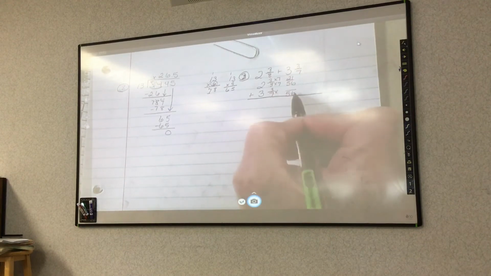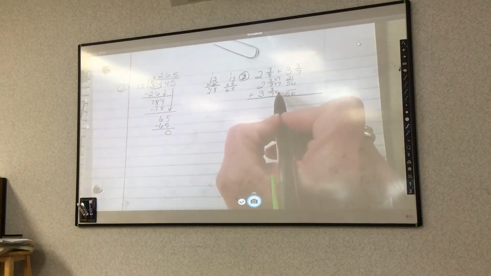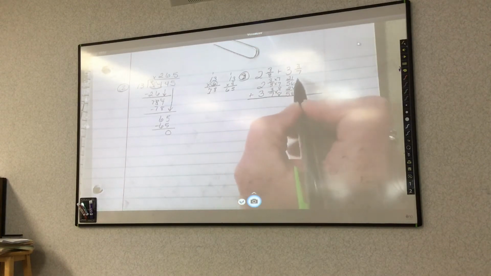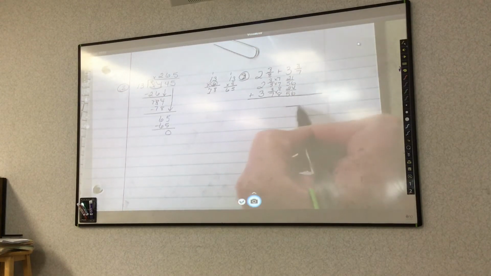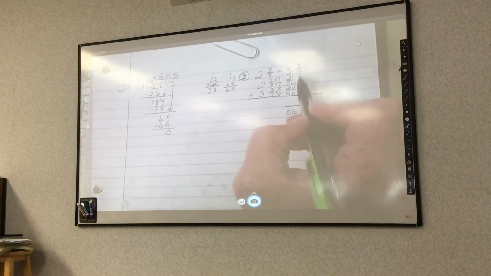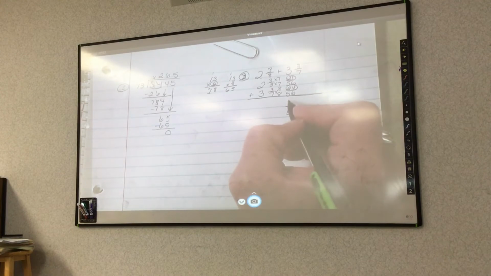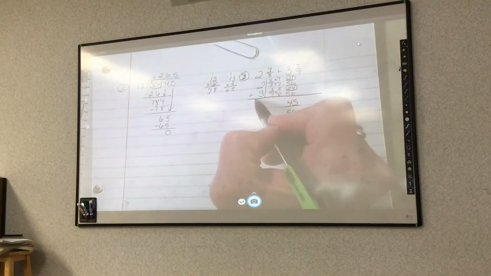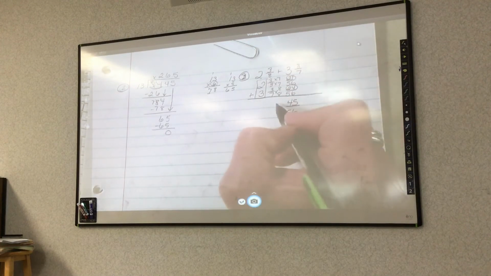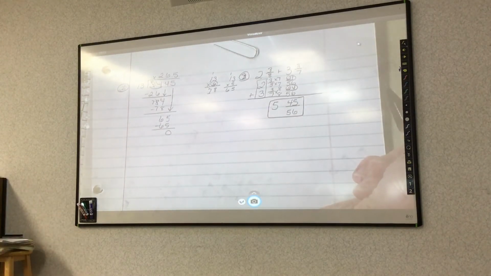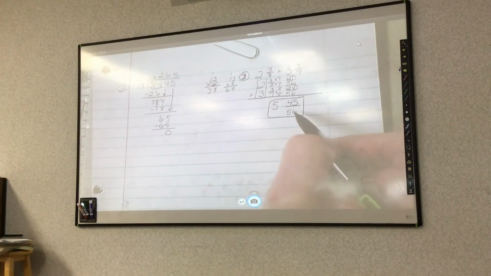And then 7 times what equals 56? 8. So then 3 times 8 is 24. When you're adding fractions, the denominator stays the same. And then I add the numerators. 21 plus 24 is 45. Then I add my whole numbers. 2 plus 3 is 5. So my final answer is 5 and 45/56, because I cannot reduce the fraction.